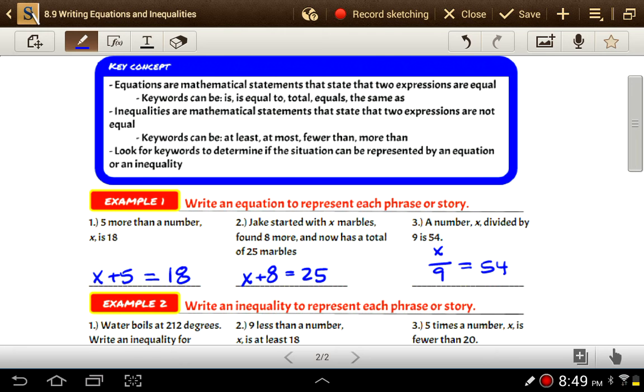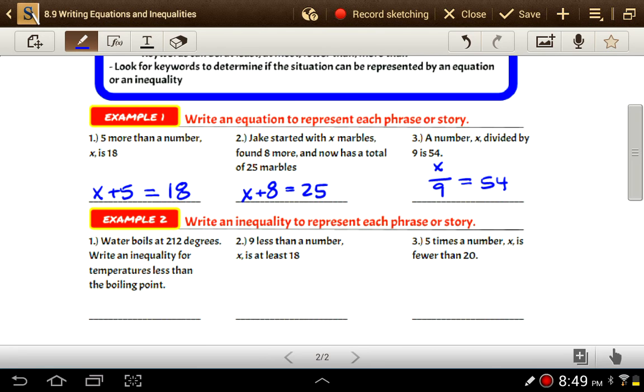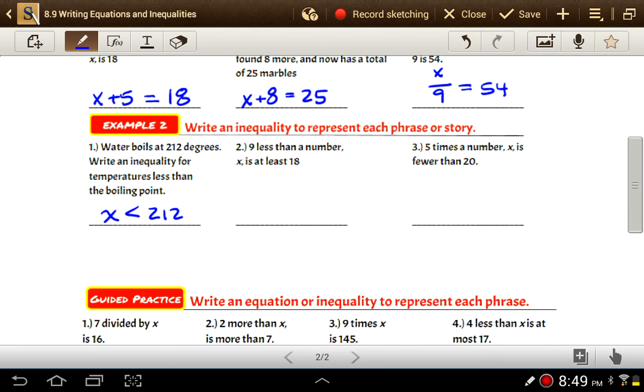Okay, let's write an inequality, and let's look at those differences. All right, in example 2, write an inequality to represent each phrase or story. Water boils at 212 degrees. Write an inequality for a temperature less than the boiling point. Okay, so in this case, we want it to be less than, so the temperature, x, that's going to represent all my temperatures, and you can use any variable you want, it doesn't tell you, has to be less than 212. Okay, now I know some of you like to write it the other way, as in 212 is greater than x, so you could write it that way also.